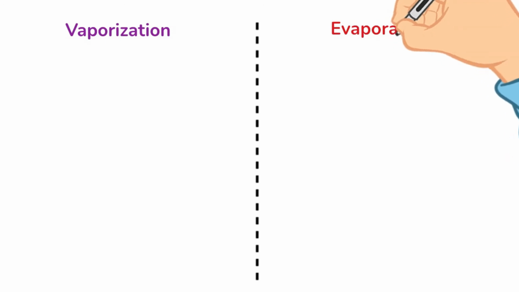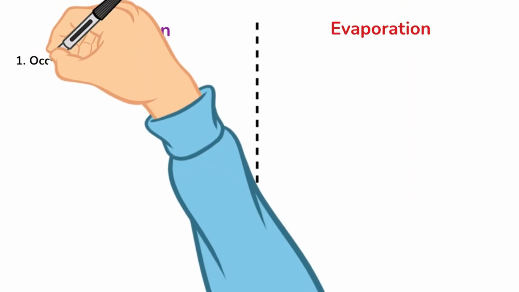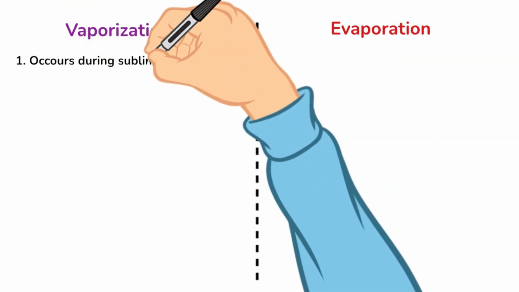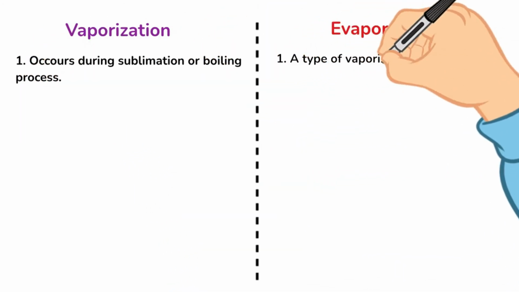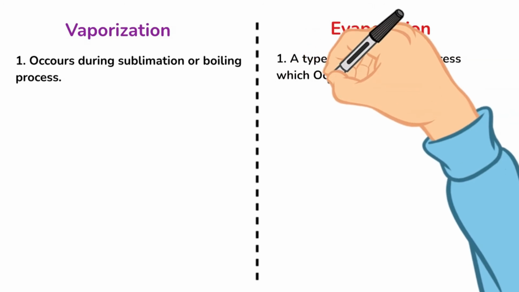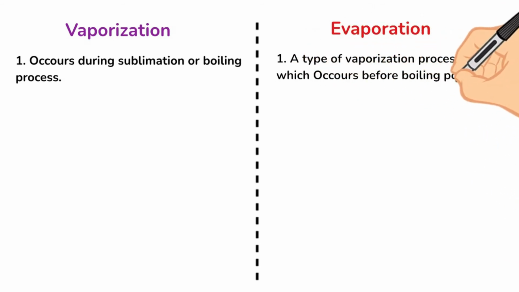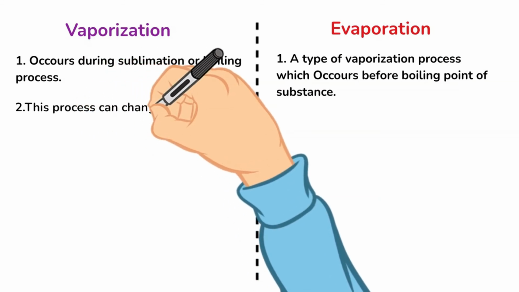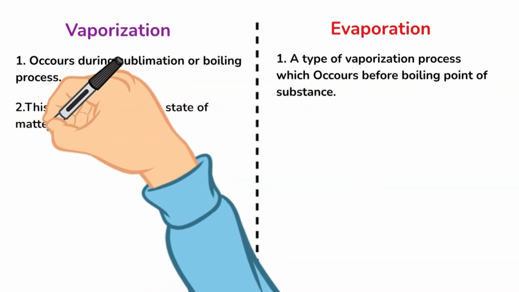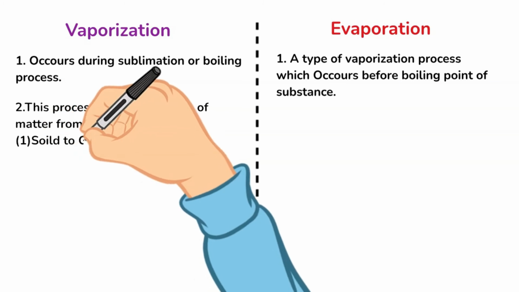Vaporization is defined as the phase transition of a compound or an element, and it occurs during the boiling or sublimation process. Whereas evaporation is a type of vaporization which mostly occurs at a temperature below the boiling point. Vaporization can change the state of matter from solid or liquid to a gas.